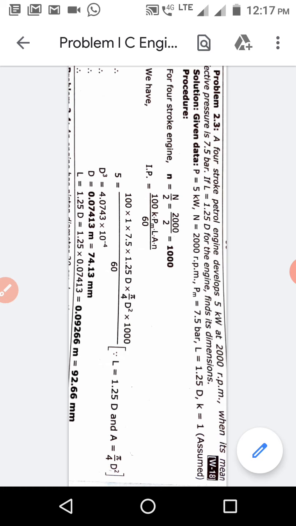So here, as the indicated power is given, we used the formula of indicated power, and we put all the given data into that formula. After that we got the equation in terms of piston diameter, and then we simplified the equation for the piston diameter and found the piston diameter. Once we found the piston diameter, we calculated the stroke length.